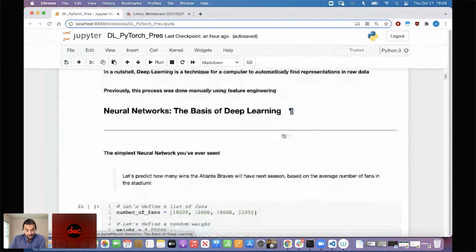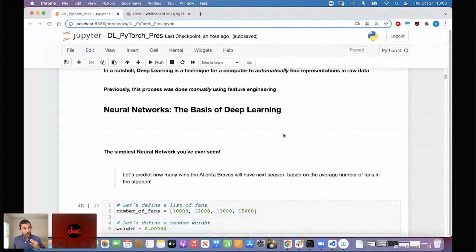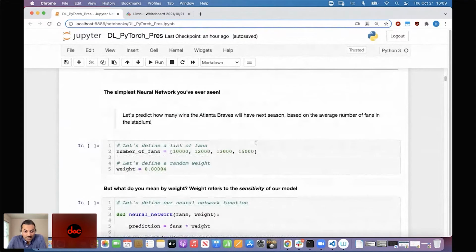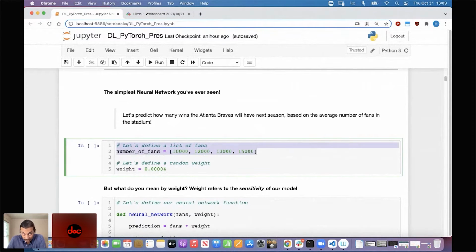So here, let's build a simple neural network that has one input and one output. We're going to base this model on the number of fans in our stadium. I know it's a bit of a simplified example, but I think it will drive home the point. So we have a list of our number of fans. And for this example, we're just going to define a random weight. It does not matter what it is for demonstration purposes. You'll see why very soon.